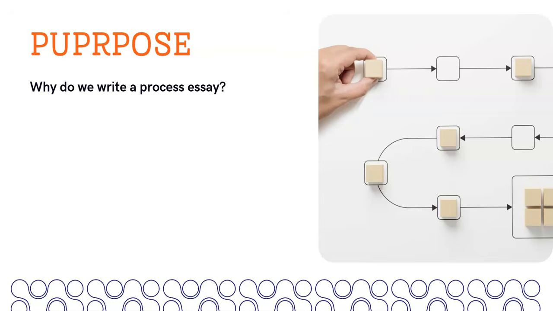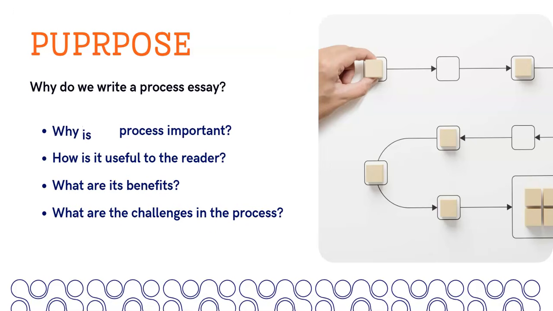So what is the purpose of writing a process essay and why do we write it? Here we have to ask ourselves some questions like these ones. Why is this process important? How would it be useful to the reader to learn more about this process? How could they benefit from it? And what are the challenges in the process? Because every process in life has challenges, and we need to know what these challenges are. Therefore, our purpose in a process essay is to enlighten the reader. You have to put the audience in your mind when you are writing the process. This is why you need to explain in detail to clarify and describe the process to make it simpler for the reader to understand it.